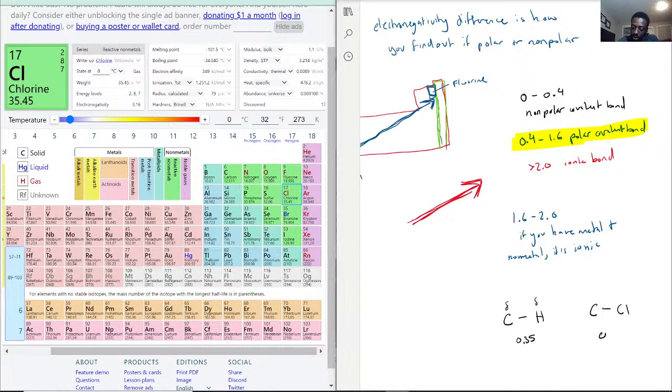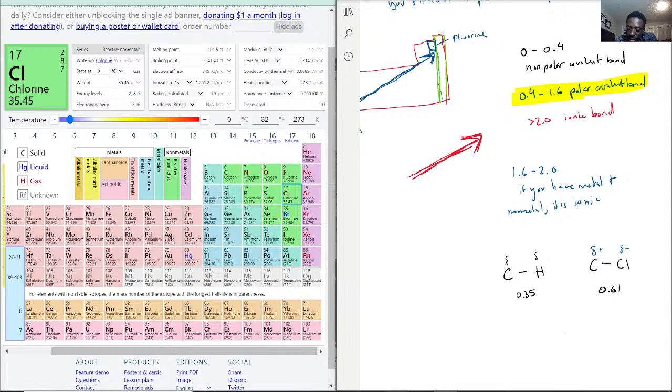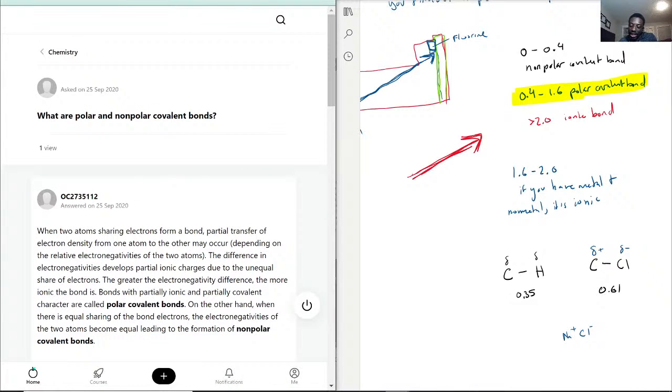So 0.61, not the greatest difference, but it's big enough that we actually use a sign here. This means that one is going to be more negative and that one more positive. We don't do it like ionic compounds, where we just say NaCl, Na is positive, Cl is negative. We actually break it down like that because we're saying it has a polarity, a negative polarity on the Cl and a positive polarity on this carbon. So negative on the chlorine, positive on the carbon. That's usually how we indicate a polar bond.